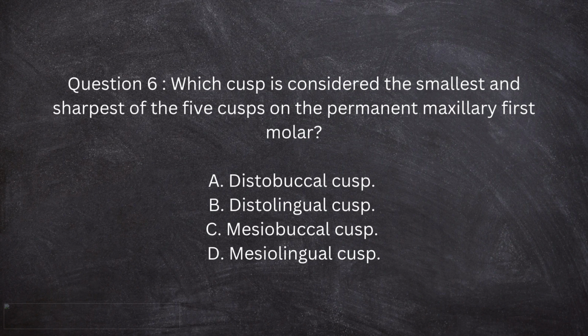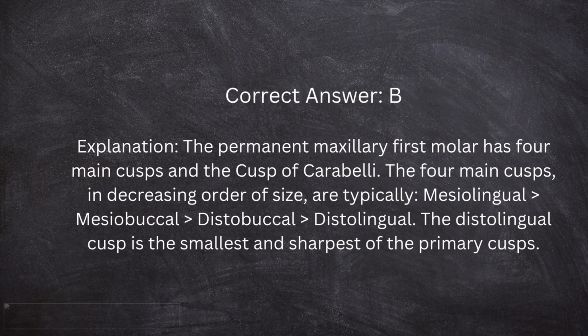Correct answer: B. Explanation: The permanent maxillary first molar has 4 main cusps and the cusp of Carabelli. The 4 main cusps, in decreasing order of size, are typically mesiolingual greater than mesiobuccal, greater than distobuccal, greater than distolingual. The distolingual cusp is the smallest and sharpest of the primary cusps.